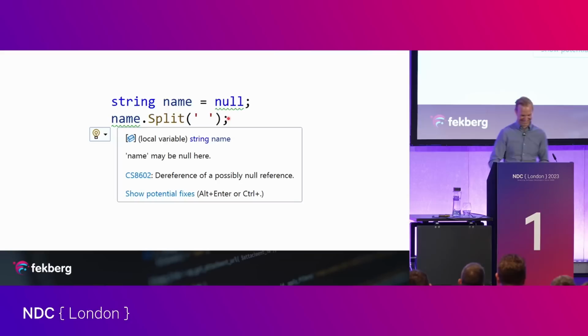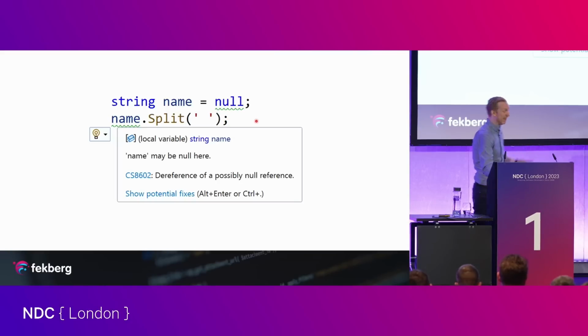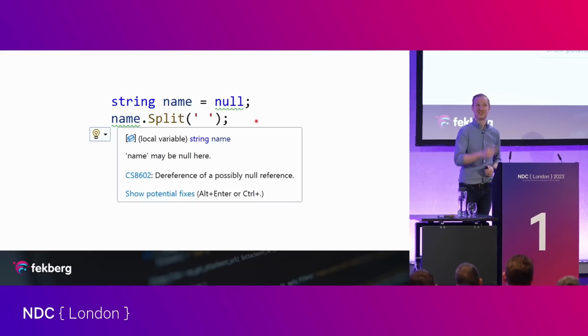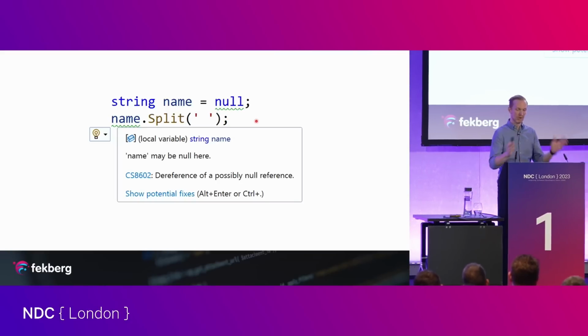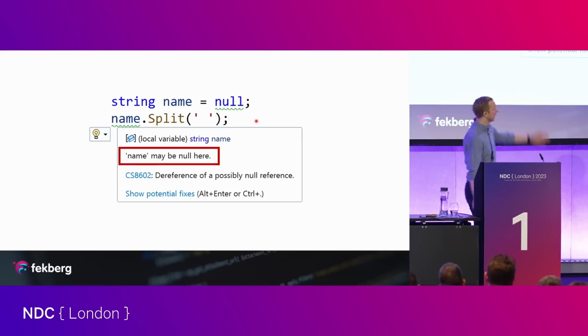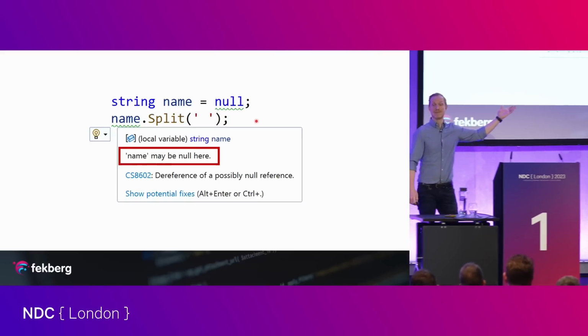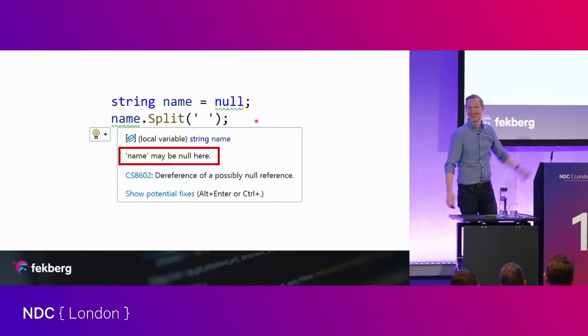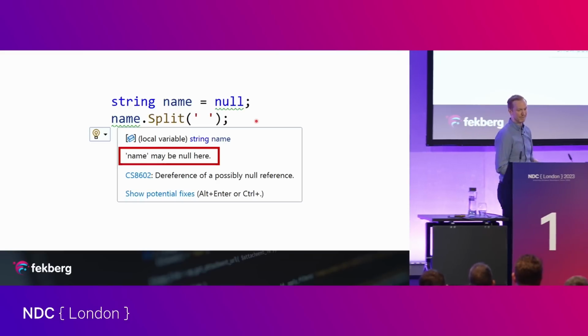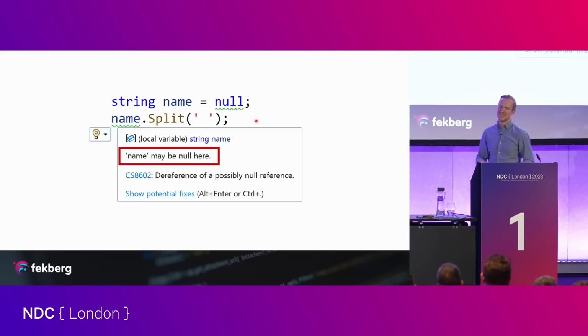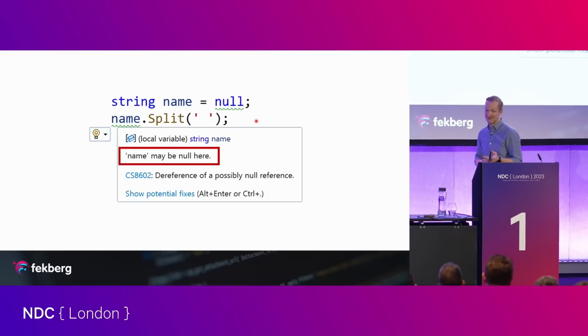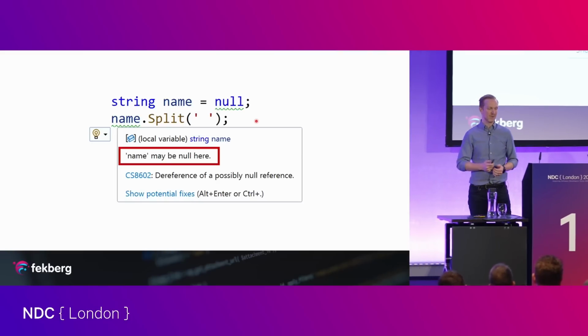You're lying again. All right, so to make it actually work with nulls, we'd have to say string question mark, and then all of these errors would go away. But we can see here that it's telling me that name may be null here, and it's in fact very much correct, because I'm setting it to null on the line before. It's much smarter than this. I have an example. We'll jump into Visual Studio in just a moment.